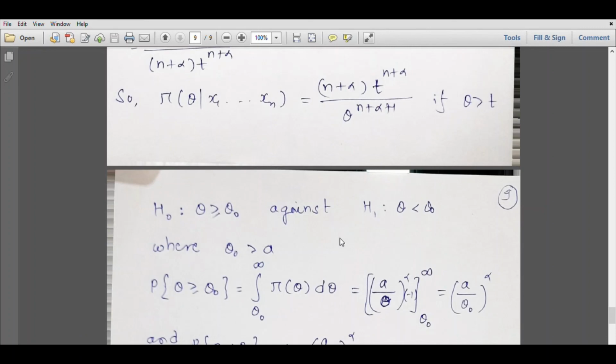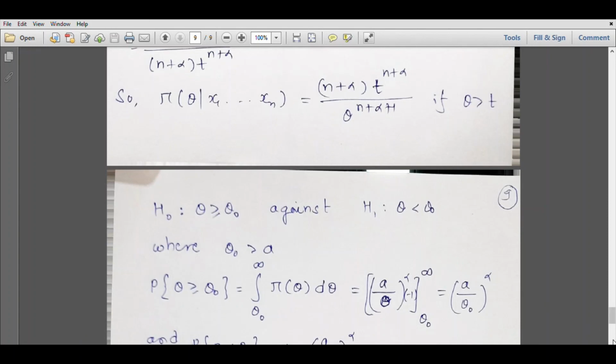So if we choose theta naught to be smaller than a, then theta is always going to be larger than theta naught, and in that case H naught will carry prior probability 1 and H1 will carry prior probability 0. Then there will be no point in testing these hypotheses. So we are assuming that this theta naught belongs to the support of the prior distribution, that is, theta naught is a constant which is larger than a.